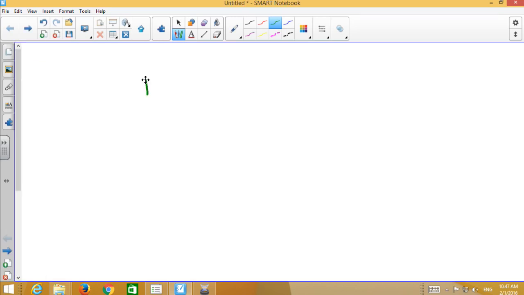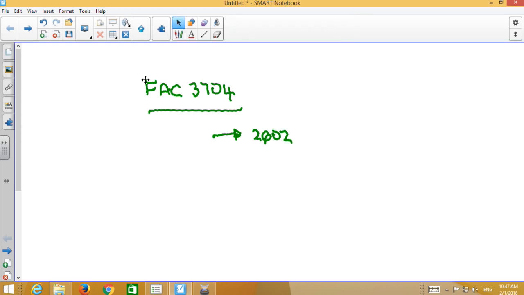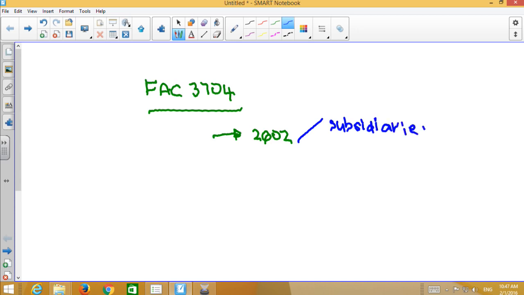Okay, so FAC3704 is somewhat similar to, or builds on from, 2602. But in 2602, if you recall, we really only looked at subsidiaries. So in 2602, we looked at subsidiaries. We didn't look at anything else, although we did look at two main things, or three really.